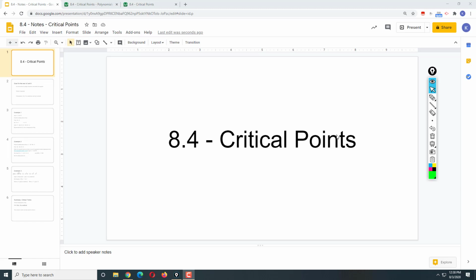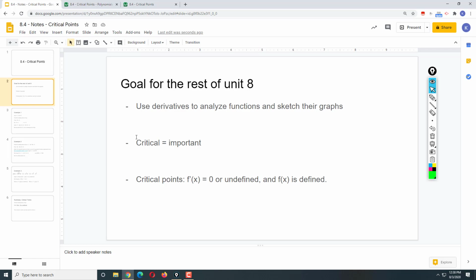Welcome to Unit 8, Lesson 4, Critical Points. The goal for the rest of this unit, Unit 8, is to use derivatives to analyze functions and sketch their graphs. Critical means important. We have a critical point when the derivative is 0 or undefined.